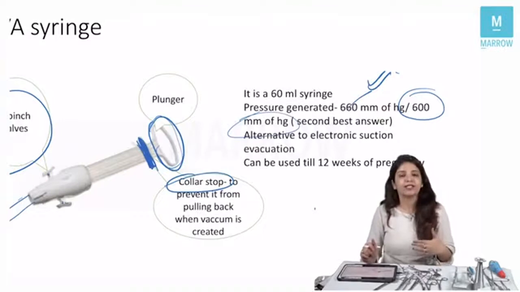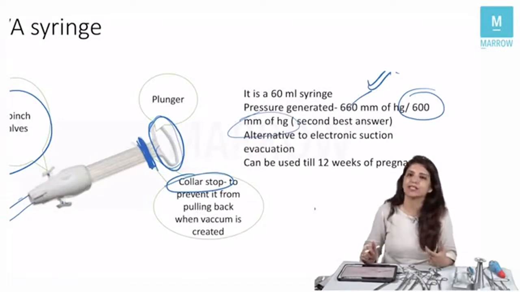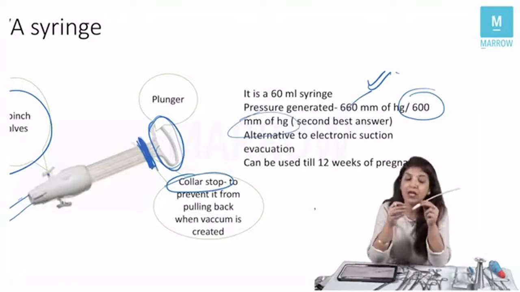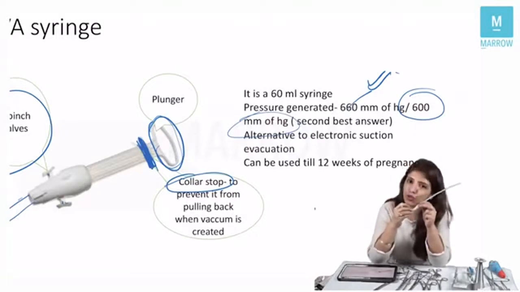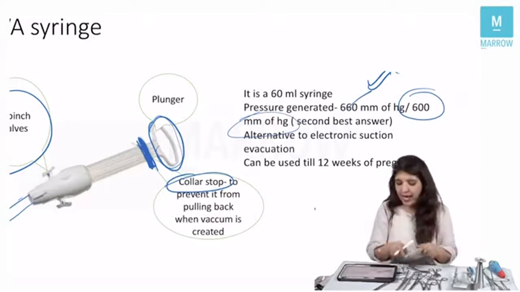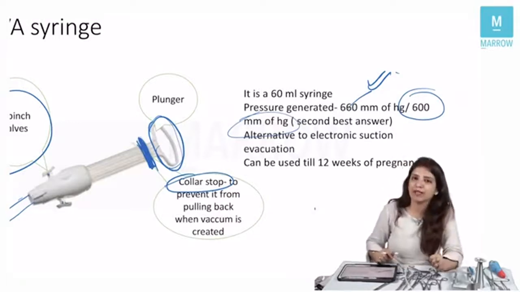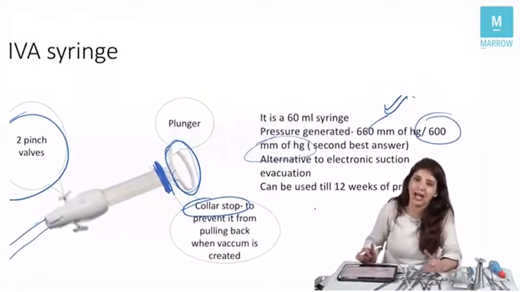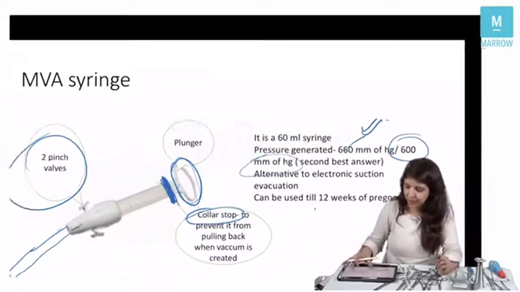Then, it is an alternative to electronic suction evacuation. Normally, this Karman's cannula is attached to a suction machine. But in those places where there is no electricity, you can attach it to an MVA syringe. So in rural settings, you can use a Karman cannula along with an MVA syringe to do MTP, right? And till what time can you do MTP by this method? You can do MTP till 12 weeks of pregnancy by using a manual vacuum aspiration syringe and a Karman's cannula, right?